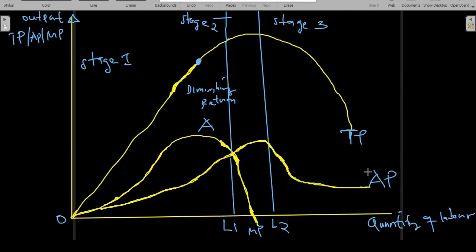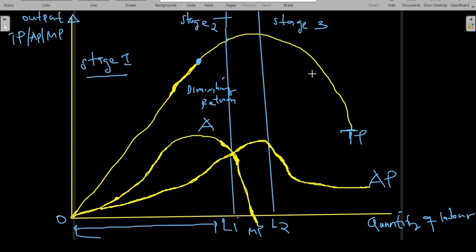On the left y-axis we have the output, that is total product, average product, and marginal product. And on the x-axis we have the quantity of labor. So let's begin the analysis with stage 1. Stage 1 begins from 0 to L1. At this stage, total product is increasing at an increasing rate, as you can observe, and the average product is also increasing.